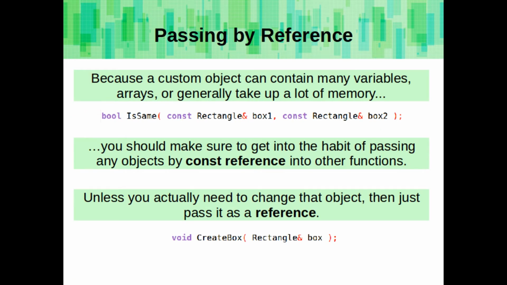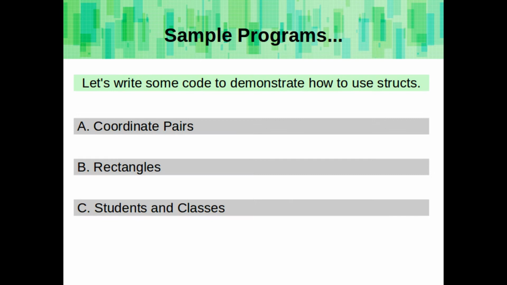Because a custom object can contain many variables, arrays, or just generally take up a lot of memory, you should get into the habit of passing any objects by const reference into other functions. Unless you actually need to change that object, then just pass it as a reference. Let's write some code to demonstrate how to use structs.